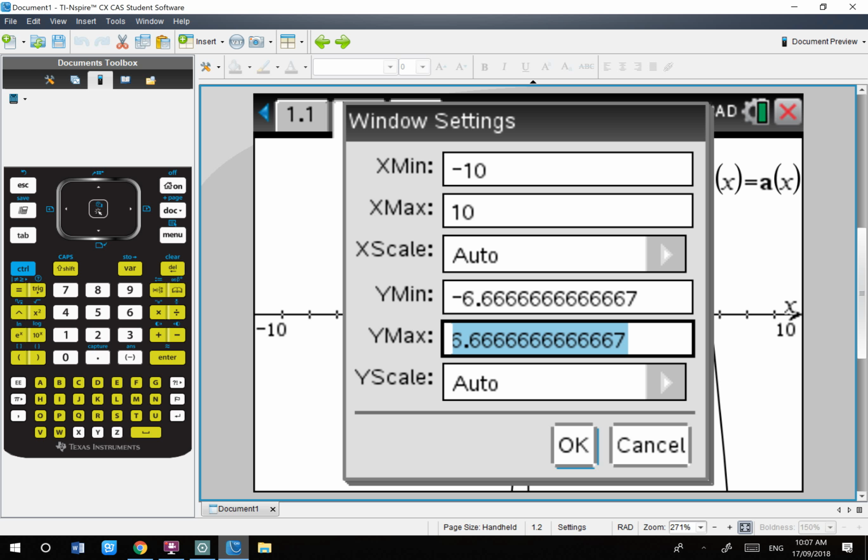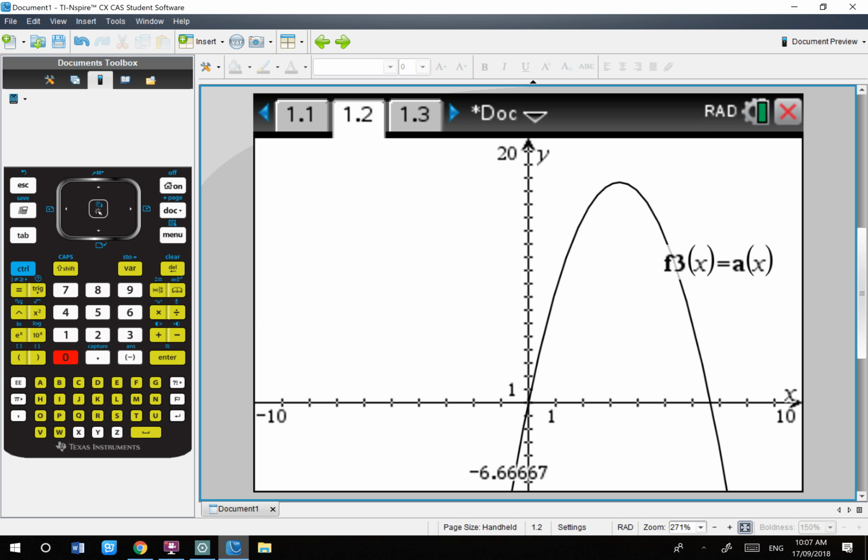So I will change it to, what's the maximum? Do you remember the maximum from the last question? 50 over 3. What's that approximately? Give me an integer number. Well, 20 will work, right? I want to leave a little bit of space. So press enter. Can you see this graph looks much better?